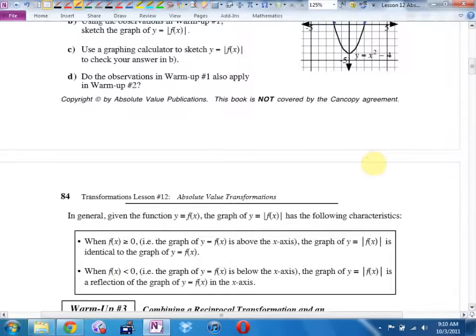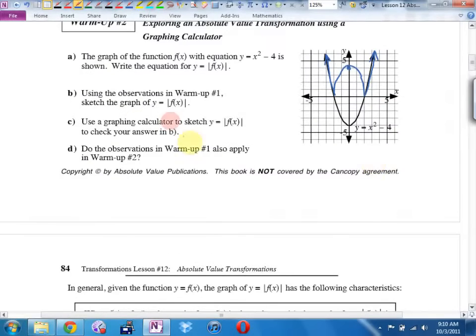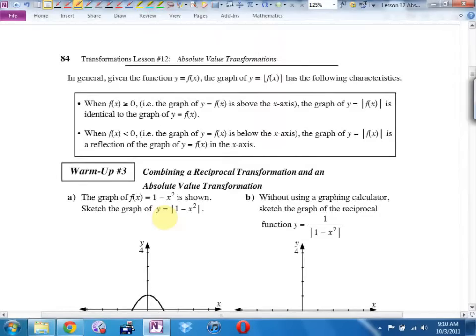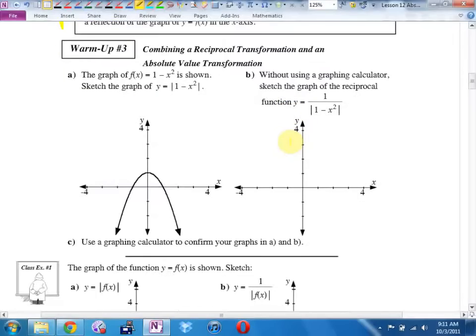Page 84. Here's your summary. In general, if they give you some graph and then they say, take the absolute value of all of the heights, if you're already positive, it stays the same. Identical, fancy word, invariant. If your heights are negative, below the x-axis, it ends up reflecting above the x-axis. It's really easier to do than to explain. Here's a graph. Sketch the absolute value of that graph. That's going to stay where it is, because it's positive as a height.